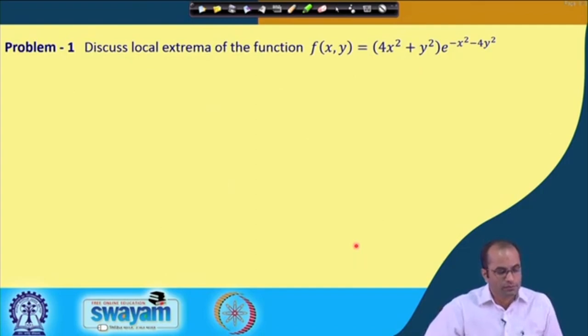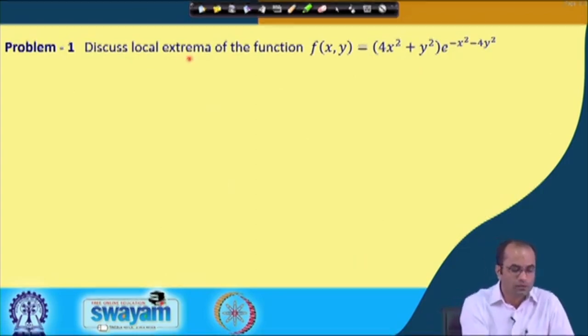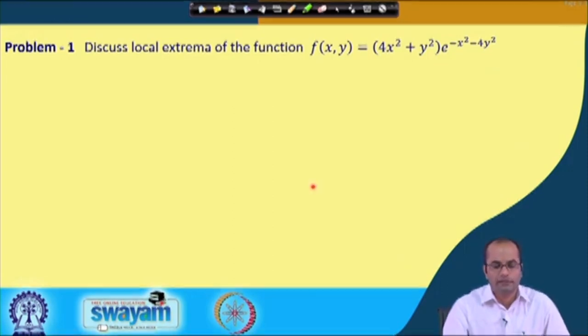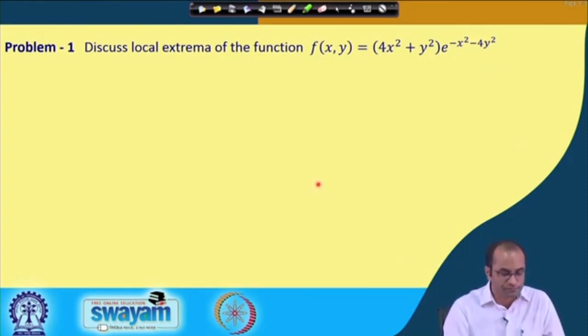So, let us discuss the problem here. We want to find the local extrema of the function f(x, y) equal to (4x square plus y square) multiplied by e power minus x square minus 4y square.